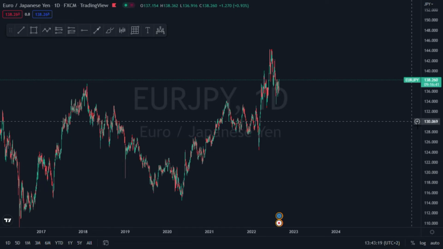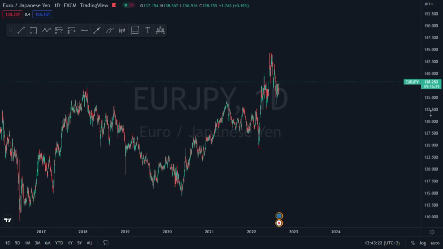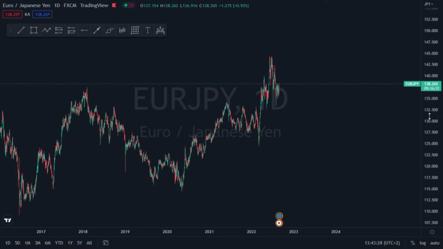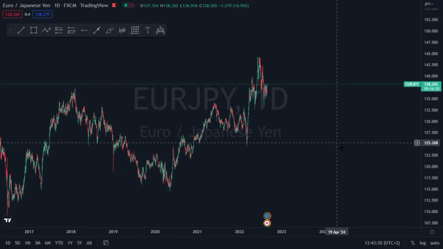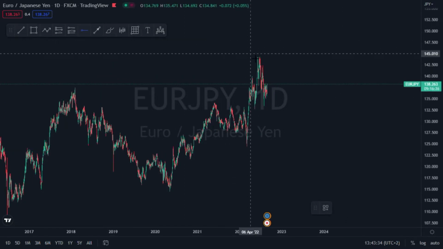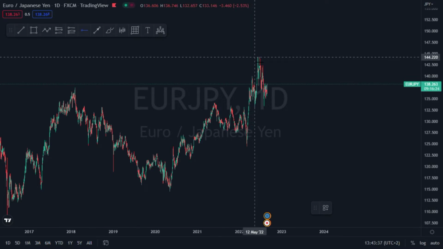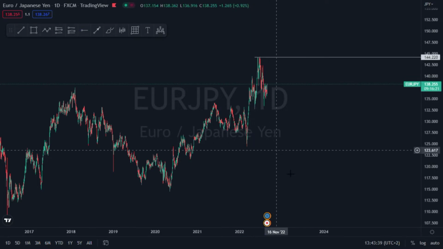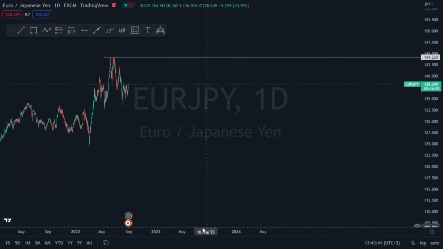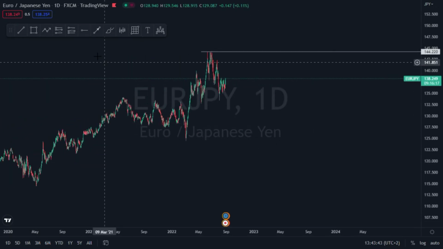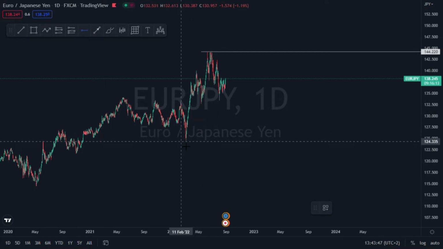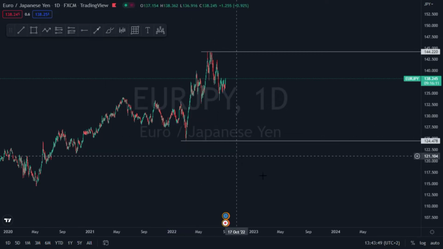So what I have to do here on the higher time frame is to just get an idea of where the market is more likely to go. So here on the daily time frame, I have to mark, we have our highest high, which is that level. We also have our lowest low, which is that level over there.